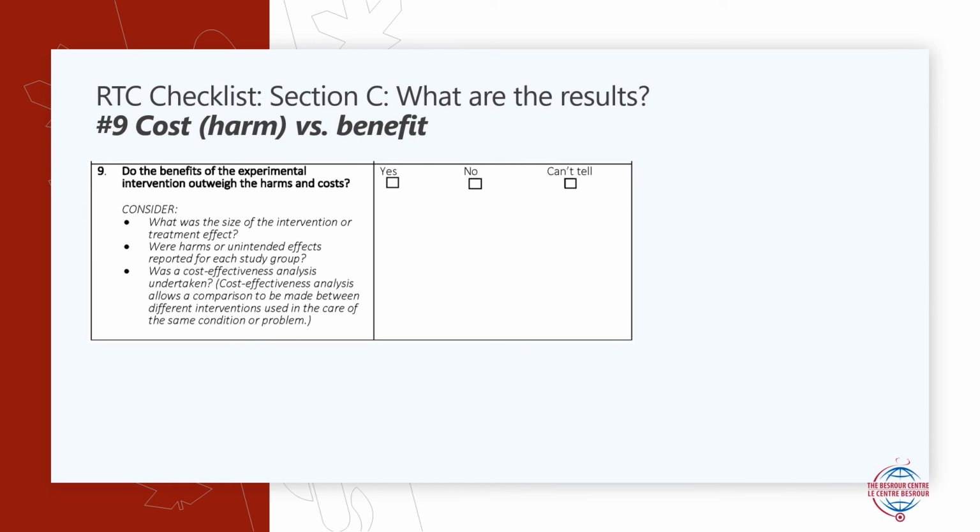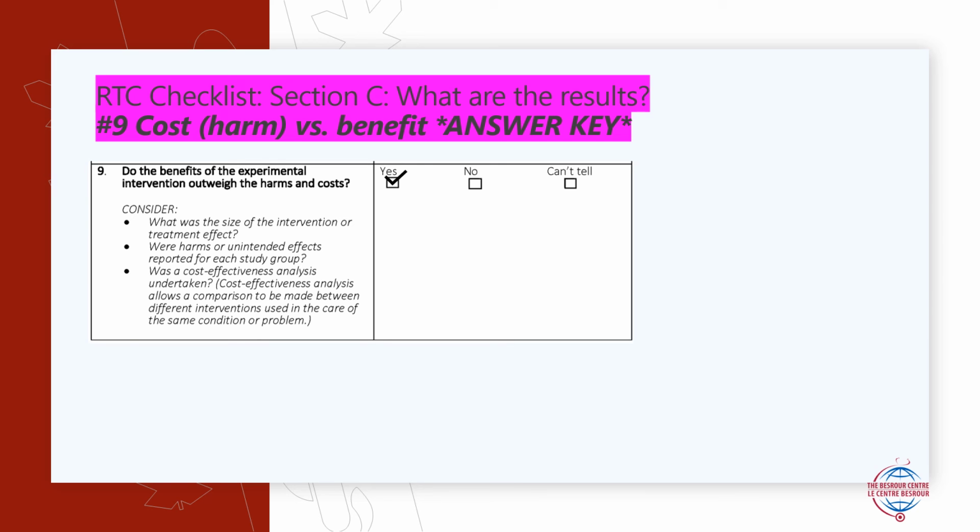Speaking of benefit, that's actually the last question of exploring the results in section C. And here we're looking at whether the benefits of the intervention outweigh the harms and the costs. So we want to look at what the size of the treatment effect or the intervention effect was. We want to look at if there were any harms or unidentified effects reported for any of the study groups, the intervention or the control, and whether a cost effectiveness analysis was undertaken or not. So the answer to this question for our study is yes.